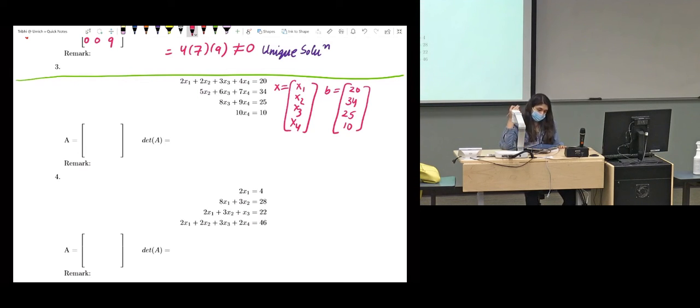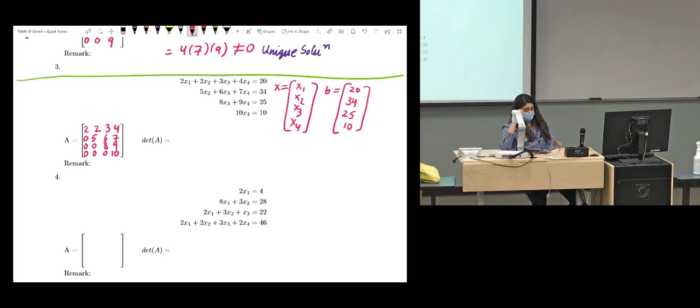So A, in this case, becomes: the coefficients of x1, x2, x3, x4 from the first equation, which are respectively 2, 2, 3, 4. From the second equation, x1 is 0, x2 is 5, x3 is 6, and x4 is 7. From equation 3, x1 and x2 are 0, x3 is 8, and x4 is 9. From the last equation, x1, x2, x3 are 0, and x4 is 10.